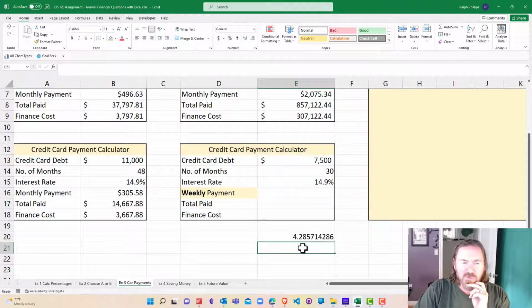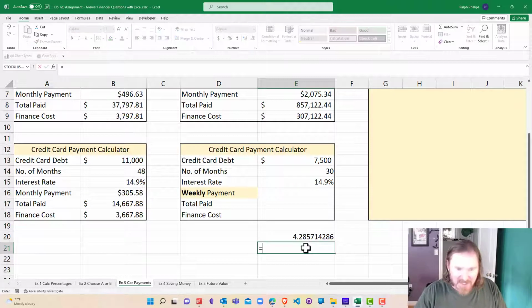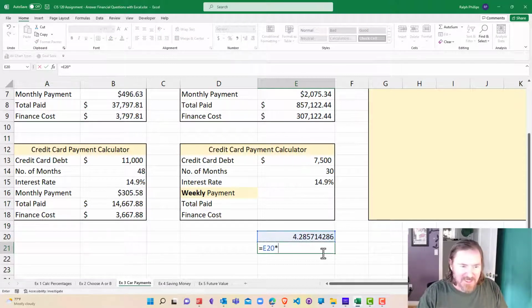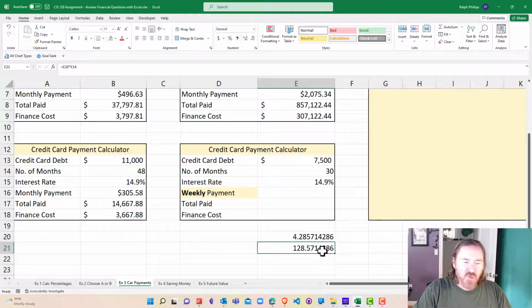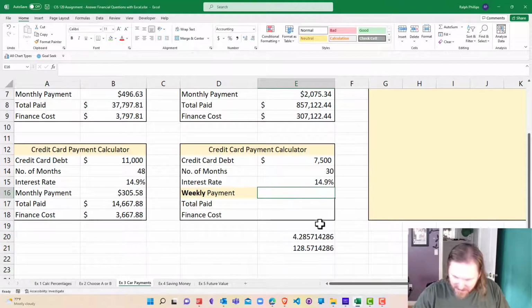So if there's 4.29 weeks per month, and we know there's 30 months, if I were to take 30 and multiply that by this, so I could do equals 4.285 times 30. That's going to let me know really there's 128.57 weeks in 30 months. I am going to need to know that. I can just use this number here, the 4.285. So let's get to this weekly payment.